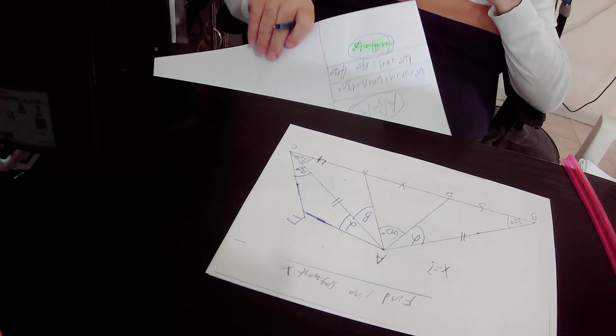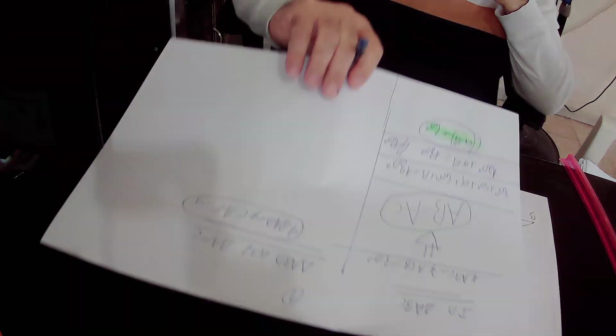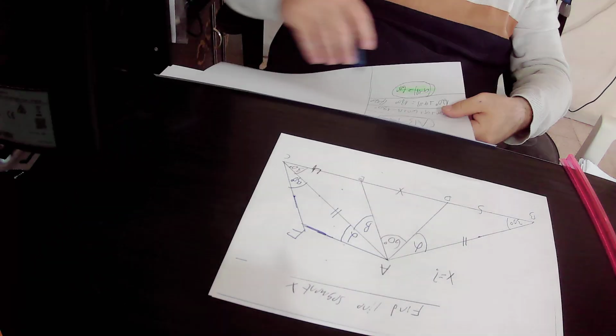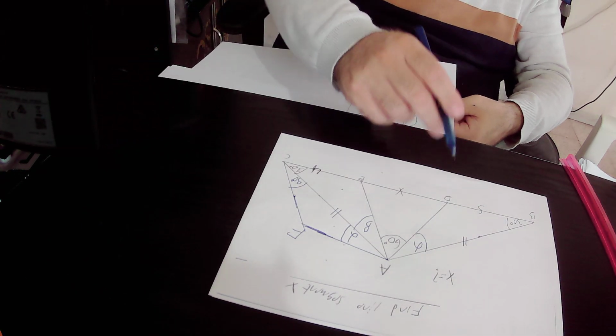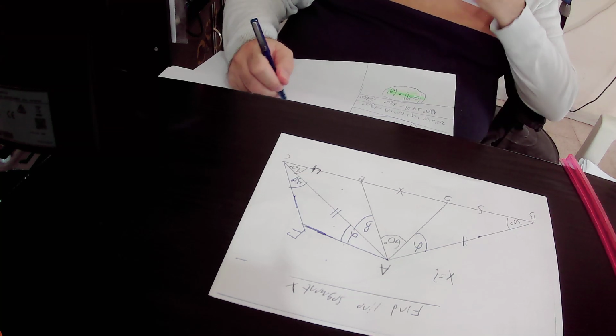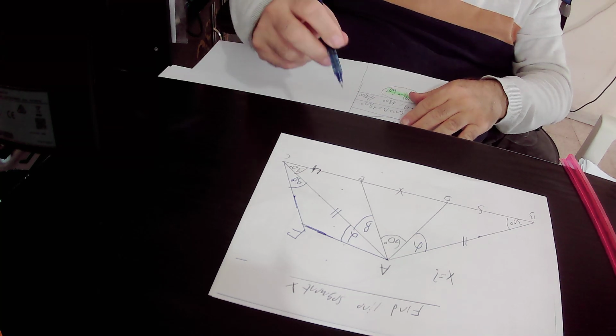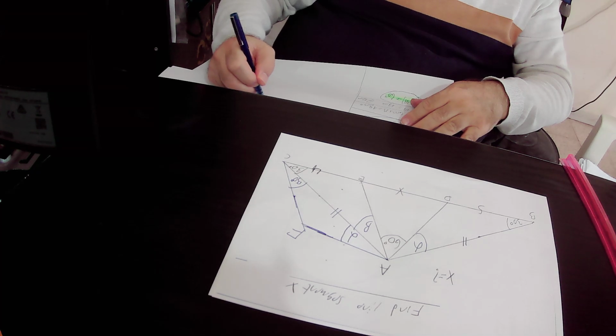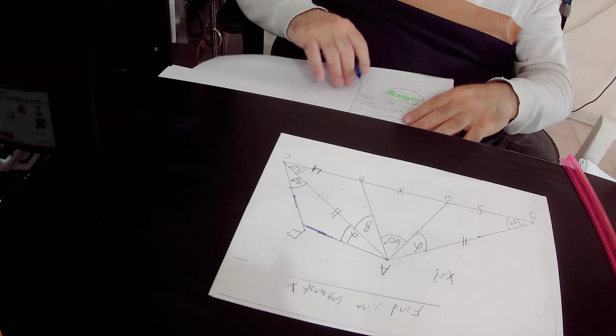In addition, we have already found out that AB equals AC. So side AB in triangle ABD is equal to side AC in triangle AFC. Okay, repeat again. AB equals AC.